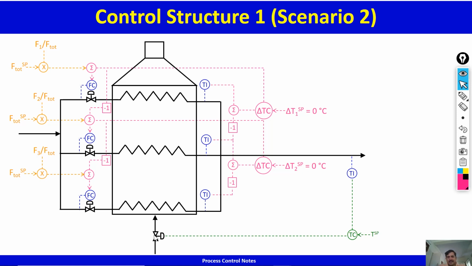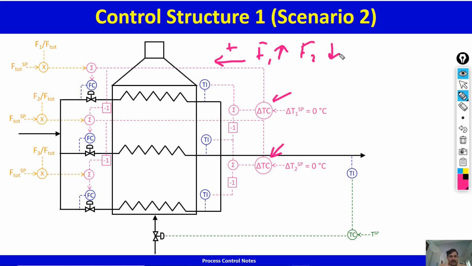Now I want you to understand a small thing here. Let us say both this controller and that controller are on manual, and let us say I make a change in this signal. That means, and let us say this change is positive, what that means is F1 is increased and F2 is decreased by the same amount, because that's the way I've implemented the control system.